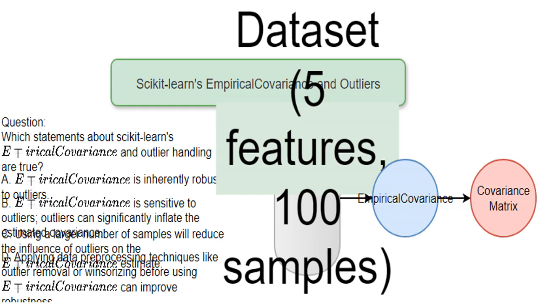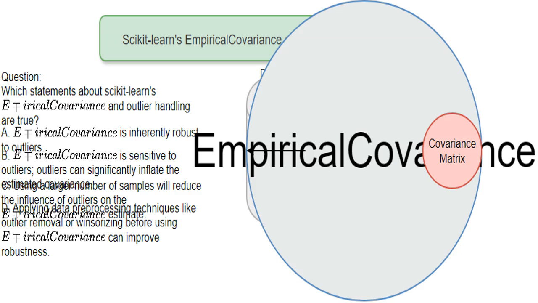This gives the context of the data that I am working with. It has 5 different characteristics, features, and 100 individual data points, samples. It's important to know this to assess the effect of outliers within the context of this specific dataset. This is the specific scikit-learn function I am using to estimate the covariance matrix. This is the core statistical method being evaluated.